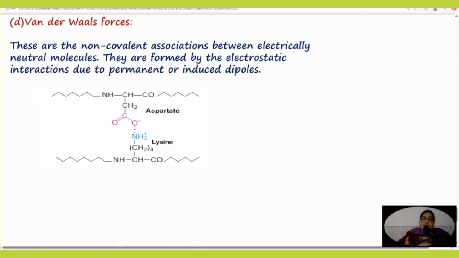So these van der Waals forces are certain non-covalent associations, and they are found between electrically neutral molecules. They are formed by electrostatic interactions. There are either permanent dipole moments or induced dipole moments.